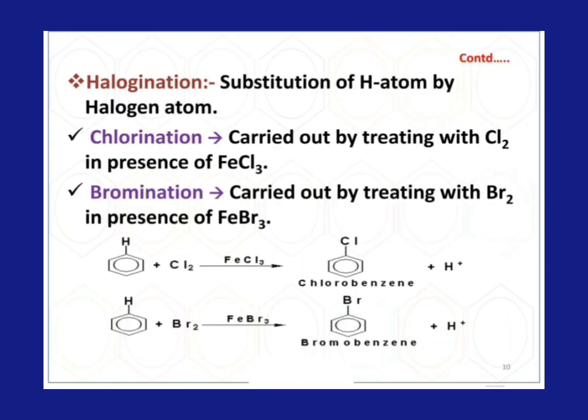Halogenation: substitution of an H atom by halogen atoms is known as halogenation. Chlorination is carried out by treating with Cl2 in the presence of FeCl3. Bromination is carried out by treating with Br2 in the presence of FeBr3. Here in the figure, the molecular formula and figure: benzene plus chlorine in the presence of FeCl3 gives chlorobenzene. Likewise, benzene plus Br2 in the presence of FeBr3 gives bromobenzene plus, in addition, the leaving group H plus.